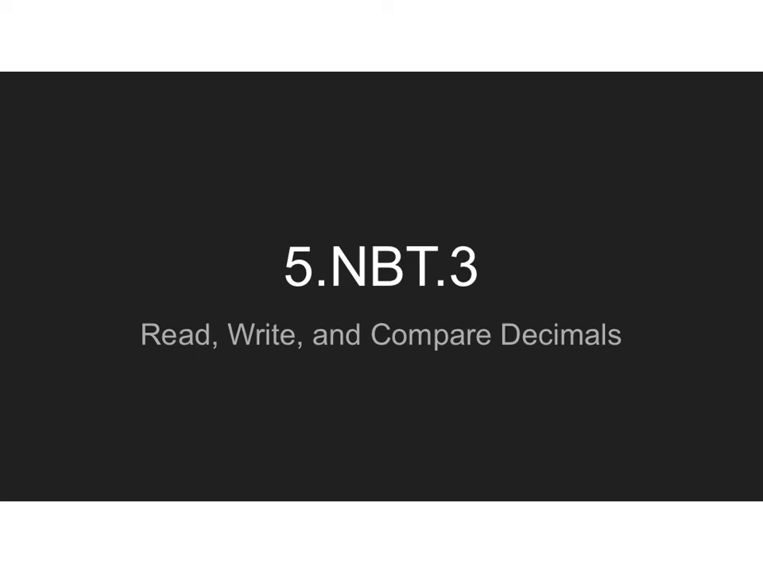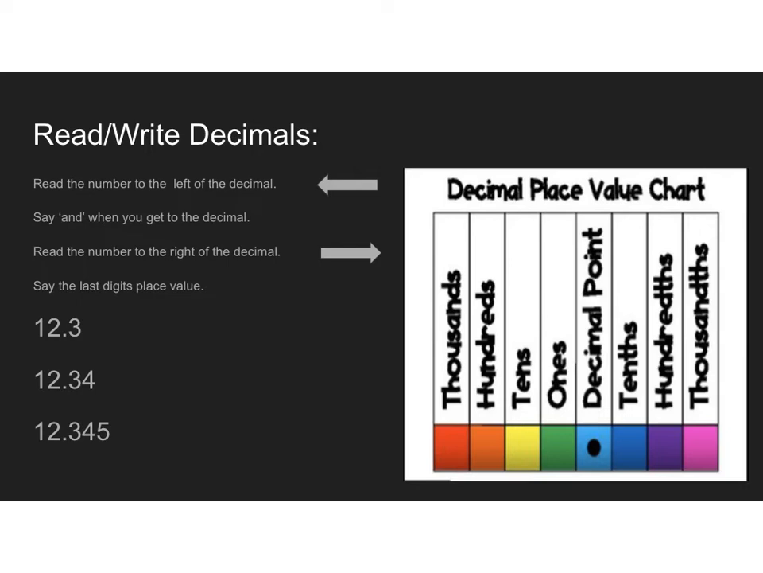So this is going to be a short instructional video on how to read, write, and compare decimals. Okay, so if we're going to read a decimal number, we're going to begin with the digits or the number to the left of the decimal, or the numbers that are in front of it. We would read these just as we would any other number, even if there wasn't a decimal there. When we get to the decimal, we say "and."